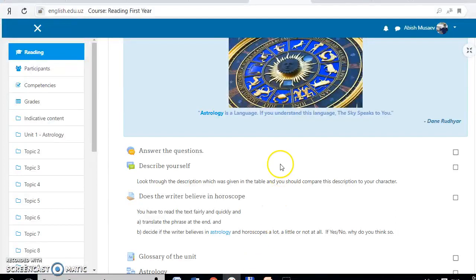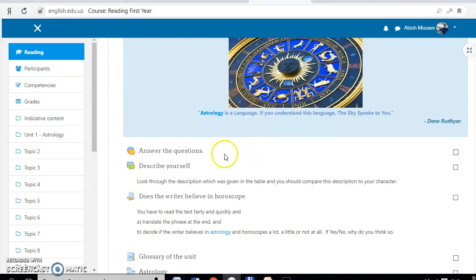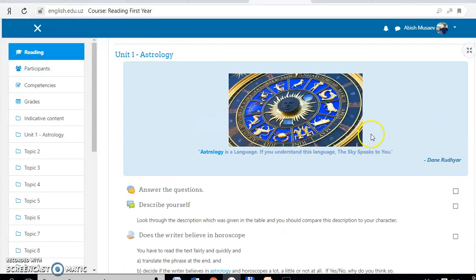So here in the unit astrology, for the first task I put the quote of Dane Rudhyar, and he says that astrology is a language. If you understand this language, the sky speaks to you. I think it can be interesting for those who are interested in astrology, this quote. So the first task is to answer the questions.